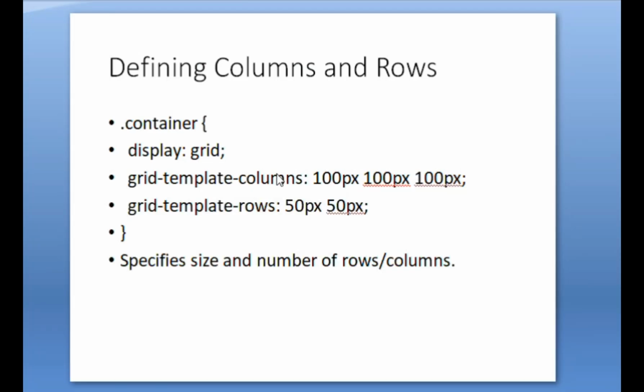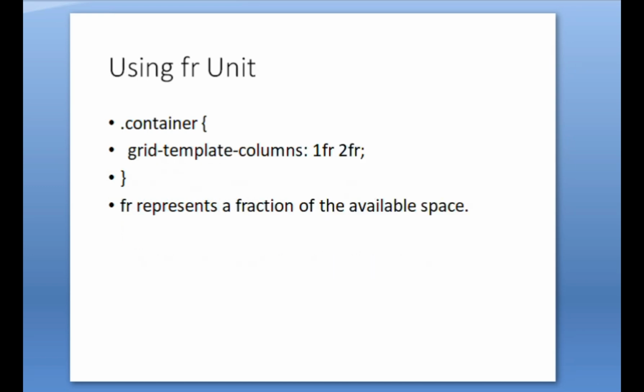So how will we apply the properties to the column? In the same way we can apply the properties for rows as well. Here you can see it specifies the size and number of rows or columns. Next, I have given 1 fractional, 2 fractional. FR represents a fraction of the available space.